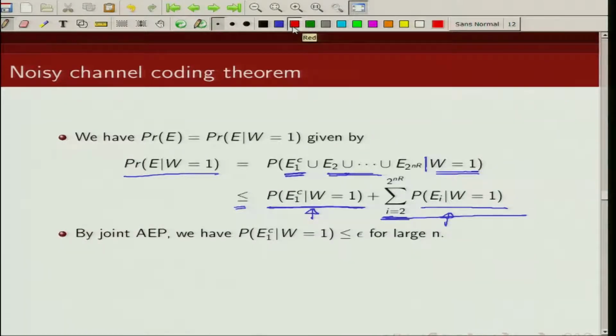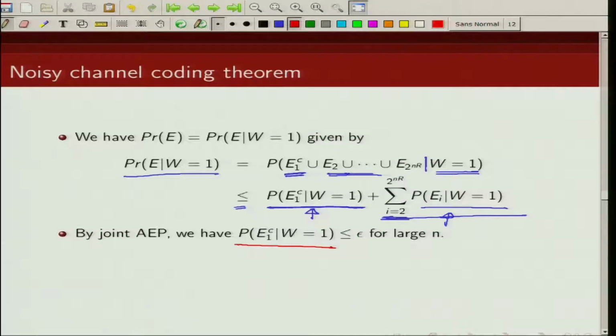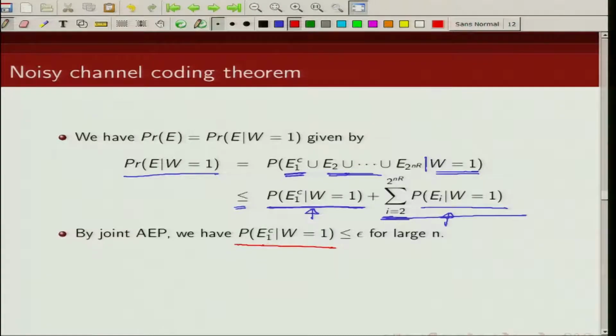Now from the property of joint AEP, we know that if n is very large, then x^n(1) and y^n are likely to be jointly typical. We have shown the property of jointly typical sequences, that the probability that x^n(1) and y^n belong to the jointly typical set goes to 1 as n goes to infinity. So then the probability that event E1 complement happens given that W is 1 is going to be very, very small, less than epsilon.